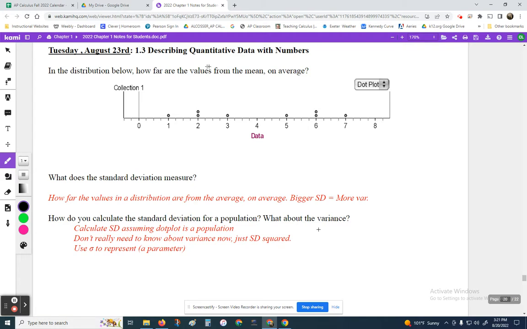This is the last set of notes for the unit. So we are going to describe, still in 1.3, so we're describing the quantitative data with numbers. I'm going to shrink this up a little bit and see if that works better. I'm on a bigger monitor, so I can actually write hopefully a little bit better.